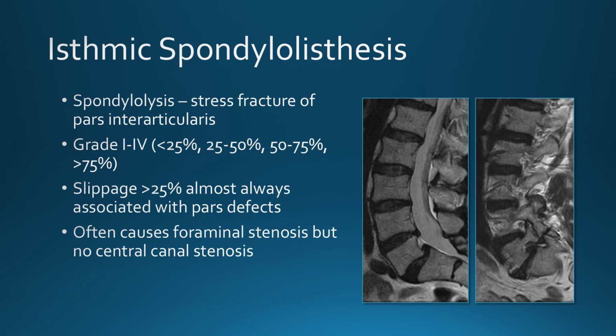The degree of spondylolisthesis can be graded 1 to 4, depending on how much slippage there is. If it's more than 25% slippage, almost always that's associated with pars defects. So the degenerative spondylolisthesis is almost always a grade 1. The isthmic spondylolisthesis often will cause foraminal stenosis, as we can see in this patient here. It does not cause central canal stenosis because the central canal is actually widened, caused by the vertebral slippage.